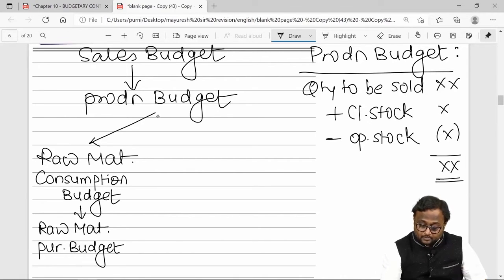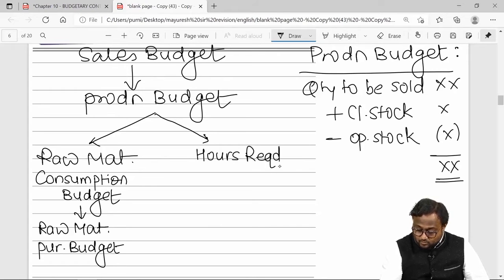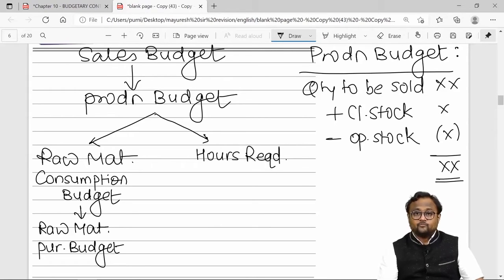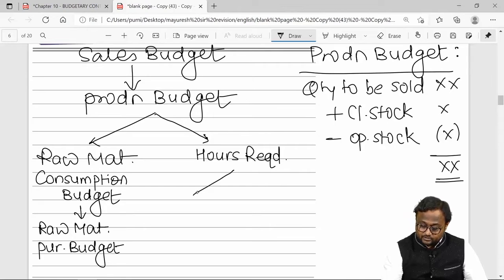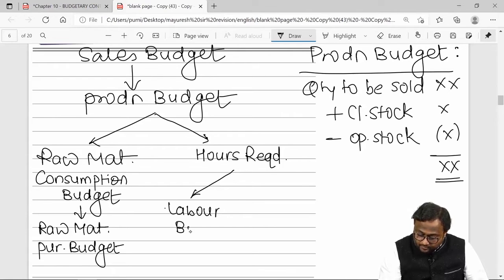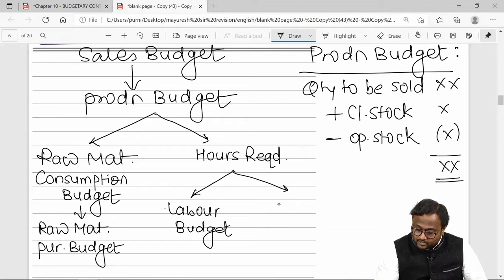Then, in fact, the moment you get production budget, you can also find out number of hours required. The moment you get information about number of hours, you can even go for labor budget as well as overhead budget.